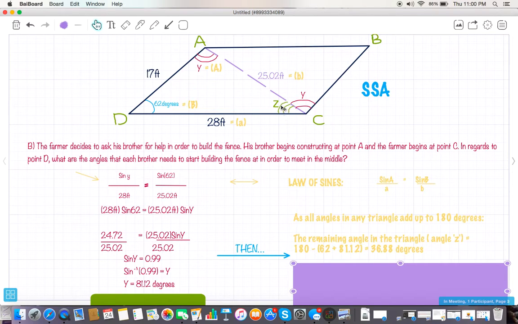So that's the measure of angle Z, and that concludes the final step to our problem, since we are now able to solve the triangle, and we have the measures for all angles in the triangle and the measures for all lengths of the triangle as well.